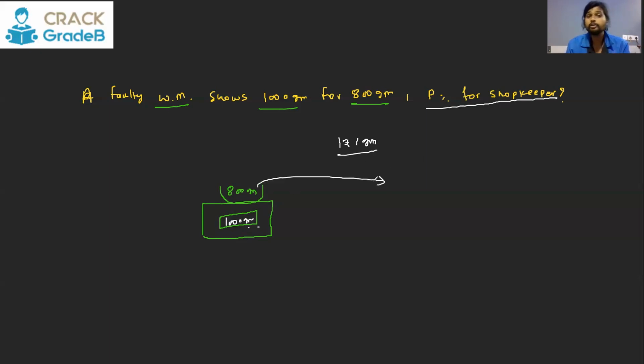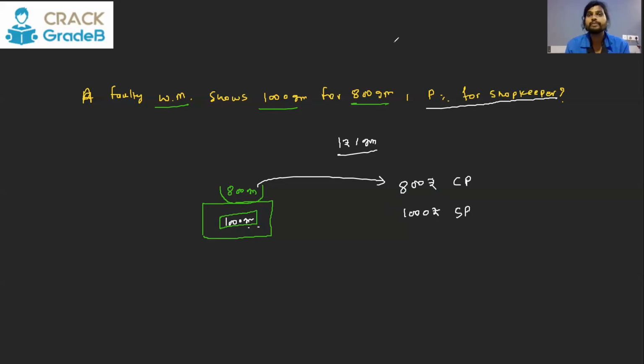But the material that you are taking home is only 800 gram. That means the shopkeeper paid only 800 rupees for that material. So that becomes the cost price for the shopkeeper because it cost the shopkeeper only 800 rupees. But you paid 1000 rupees to the shopkeeper. That becomes the selling price for him.